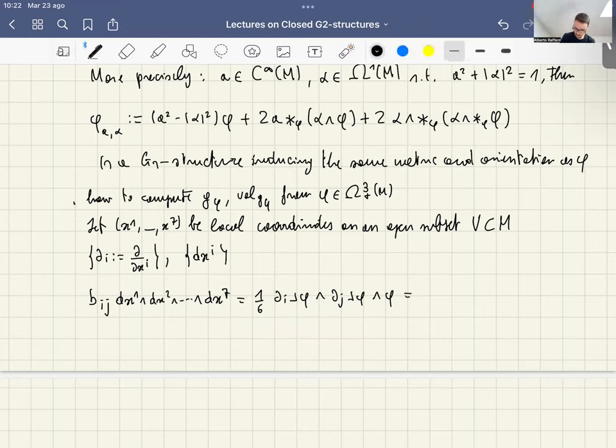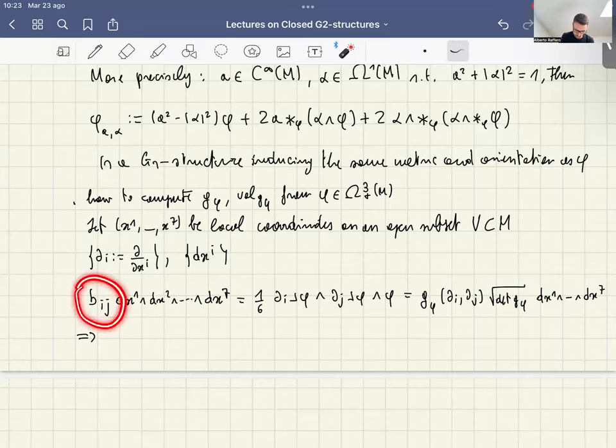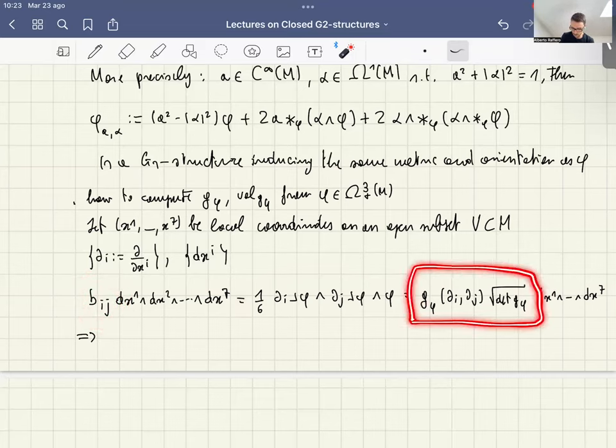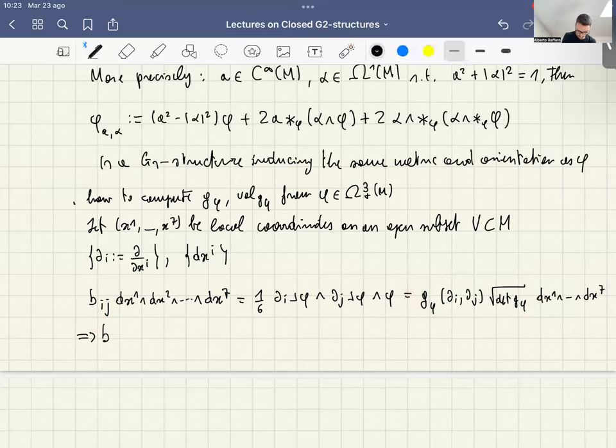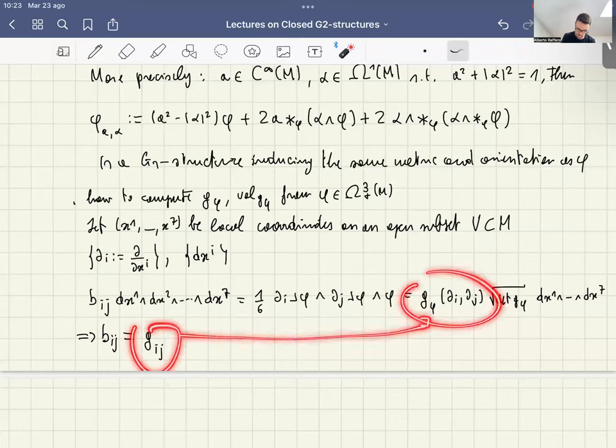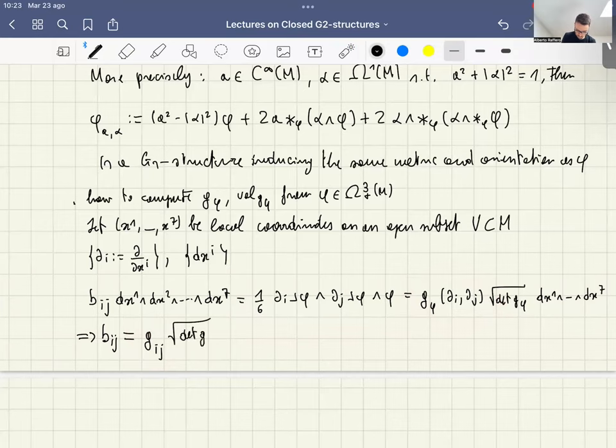But we know that this has to be equal to g_phi evaluated on di, dj times its Riemannian volume form, for what we said before. So times the square root of the determinant of g_phi, dx1 wedge up to dx7. So from this, you see that when you have a three-form, any three-form, and you would like to understand whether it defines a G2 structure, you can compute the components of this symmetric two-tensor by means of this identity. And you know that you would like them to be equal to something like this. So this implies in particular that Bij has to be equal to gij, where now these gij are just these components here, times the square root of the determinant of g_phi.